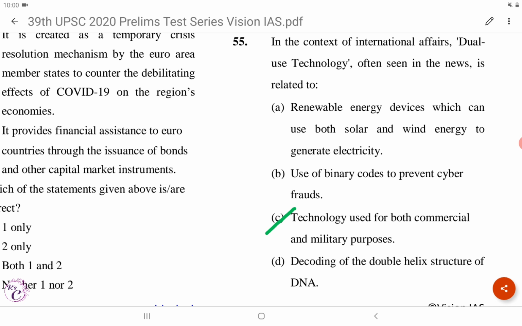Now let's come to applications. Dual-use nuclear technology refers to the possibility of military use of civilian nuclear power technology. Rocket technology and intercontinental ballistic missiles. Artificial intelligence for medical as well as military purposes.